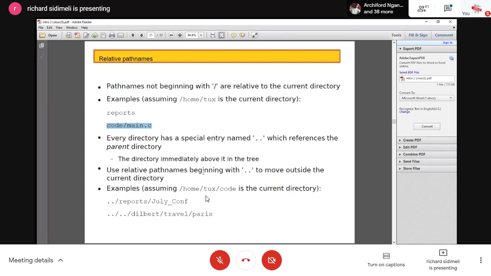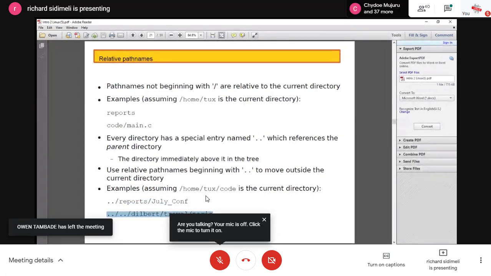So it's called relative path names. We are not doing the absolute one. In order to state the gaps that are there, we normally put this example. We don't know what's coming, but we say there's the report, there's July configuration. Then there's Dutch date, and then there's travel, there's Paris.